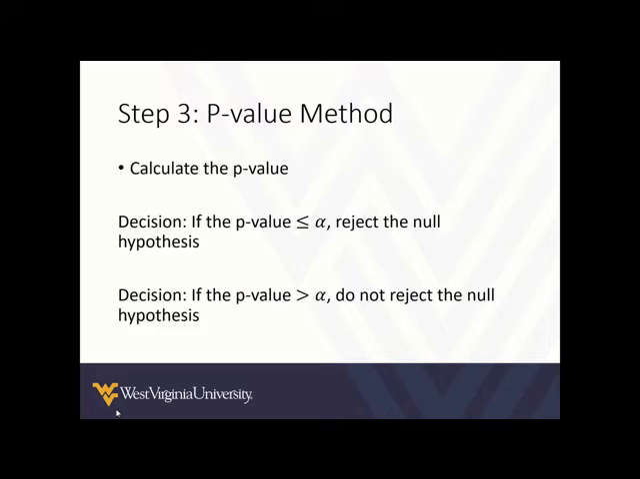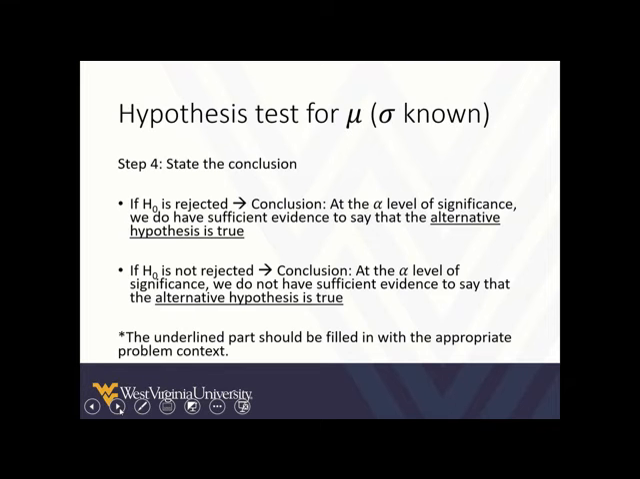So if we are using the p-value method, remember if our p-value is less than or equal to alpha, we reject our null hypothesis. If it is not that case, then we fail to reject the null hypothesis. And either way, we will have to make our way to step 4 to state our conclusion.